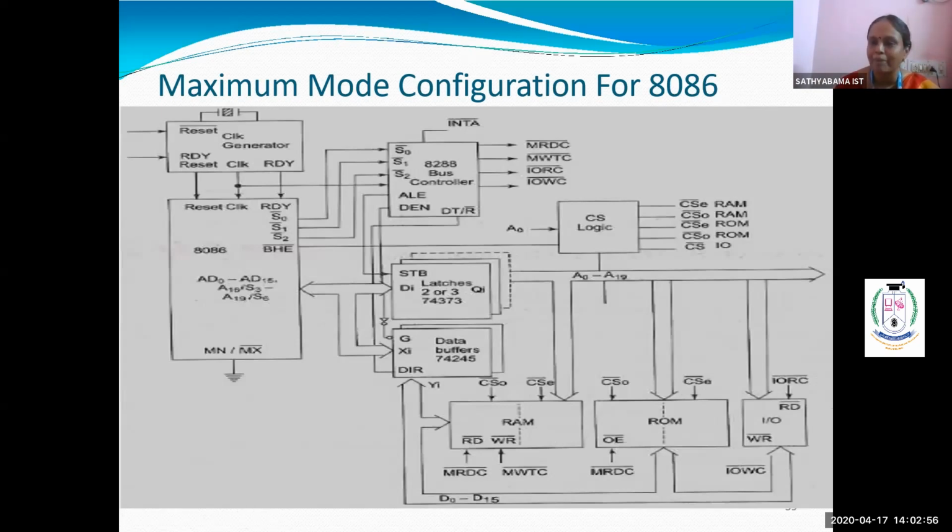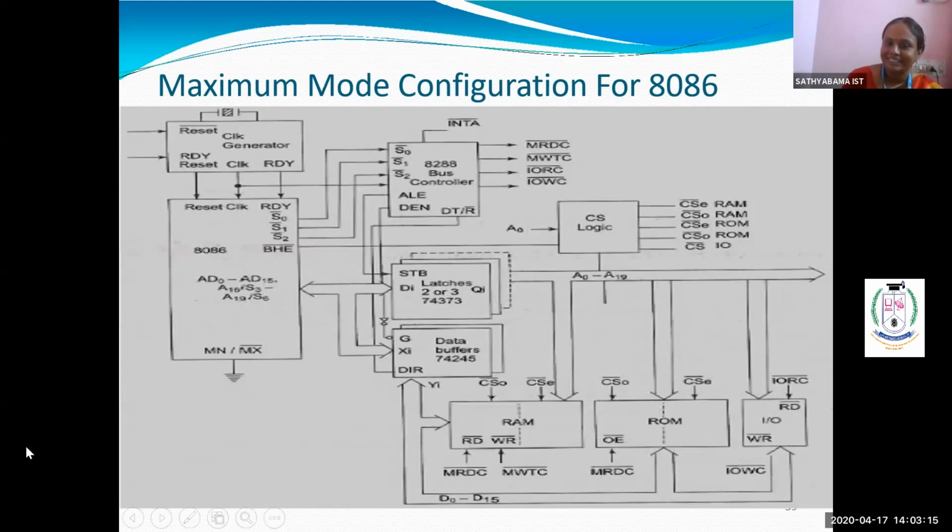1 MB. 1 MB means we have split it into 512 KB and 512 KB, and we have given it as an even memory bank and an odd memory bank. Depending upon that, it will be selected. So we all know the lower order byte will be stored in the even memory bank, and the higher order byte will be stored in the odd memory bank.